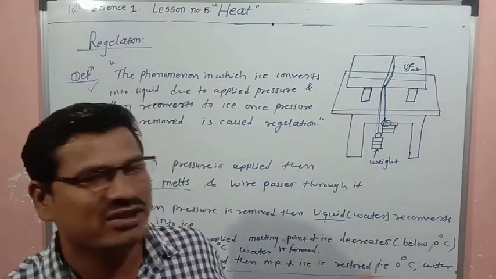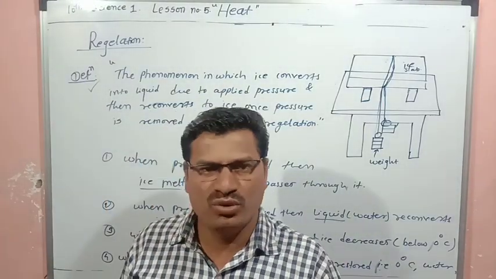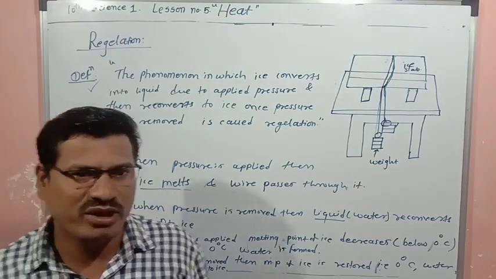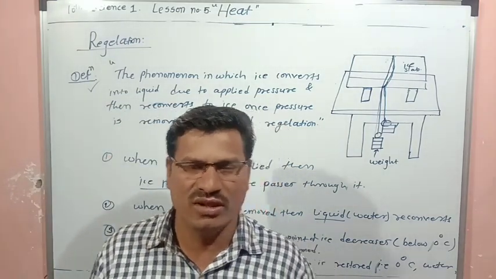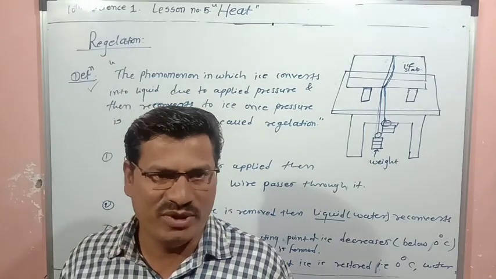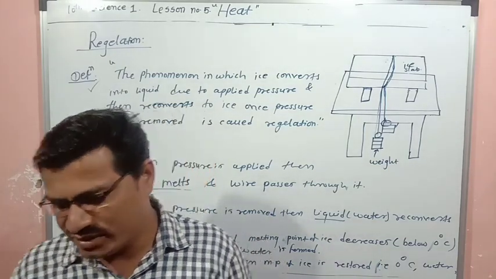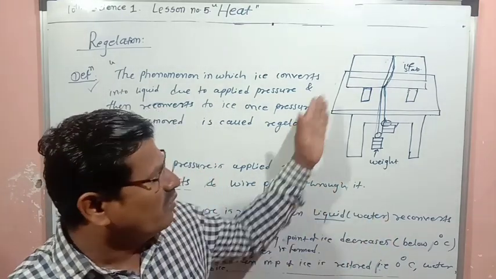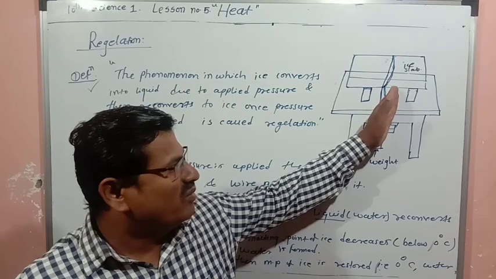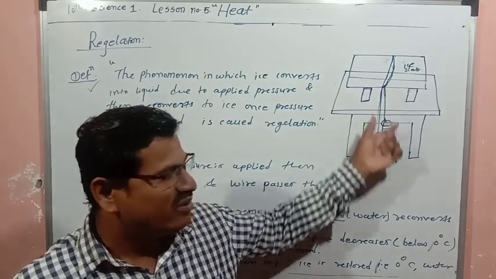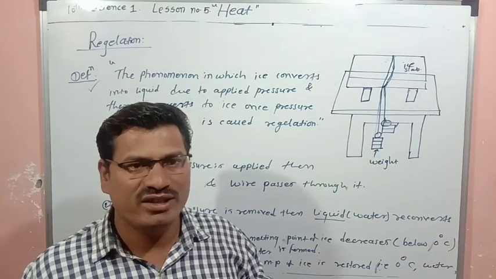So based on this regelation, there are 2-3 questions. The first question is there, and in that, use your brain power. In the above experiment, when pressure is applied, when your wire is kept on that ice slab and weights are applied, then why is it not breaking?